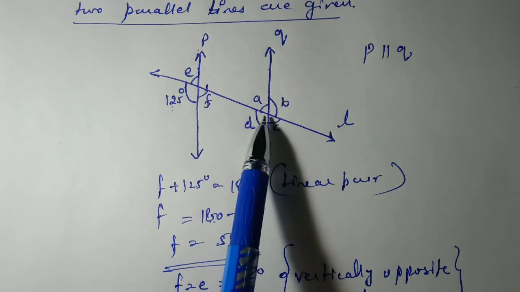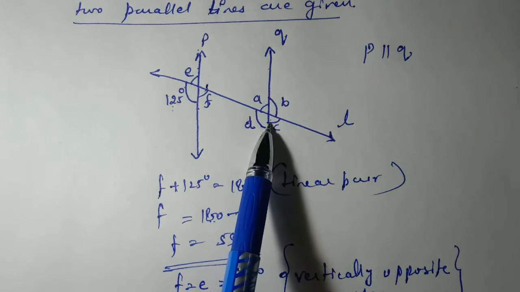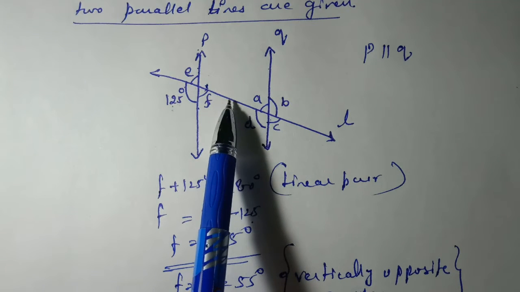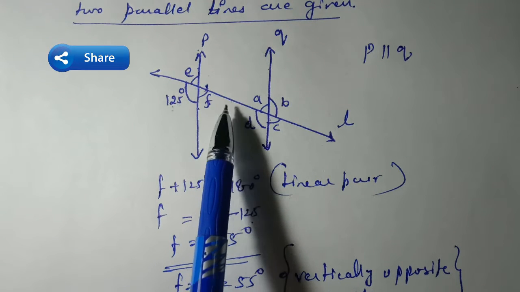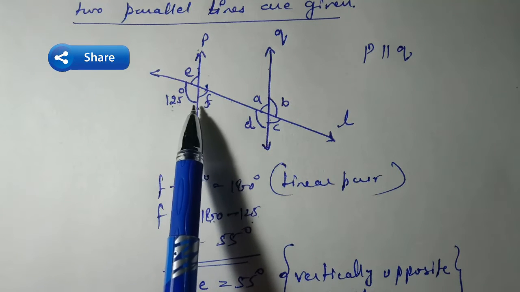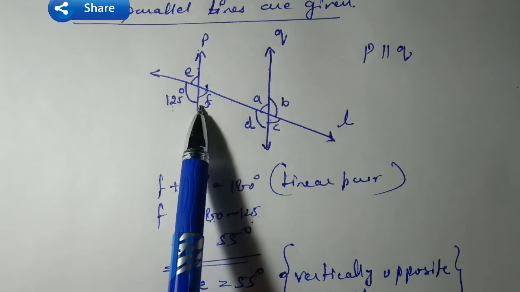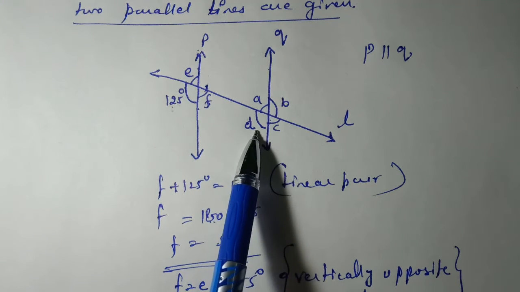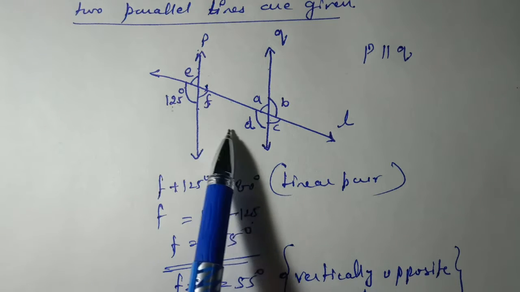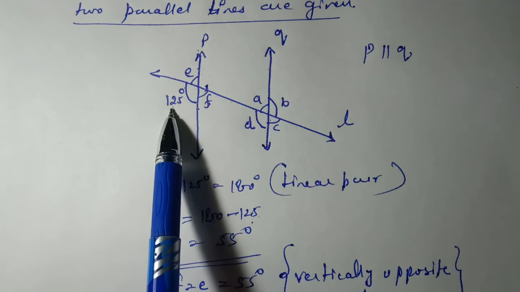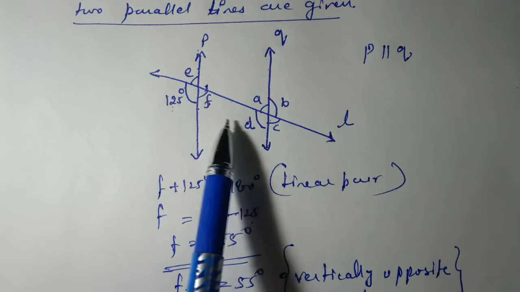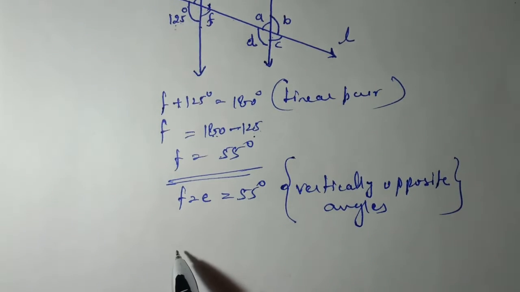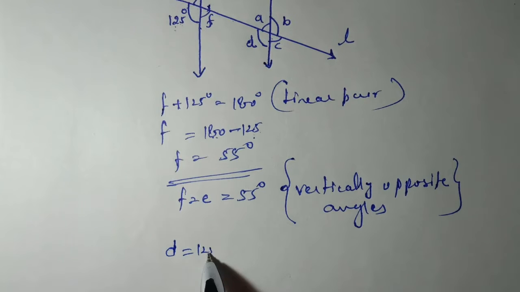Now move to the next line. This line is parallel to this line, and this is the transversal. If we see the angles on one side of the transversal, 125 degrees is on the left side of the transversal. Let us find out which angle is on the left side of this transversal, that is D. So we can say 125 degrees is equal to D, or D is equal to 125 degrees. What pair are they forming? Corresponding angles, because it is above, and this is also above. So D is equal to 125 degrees.